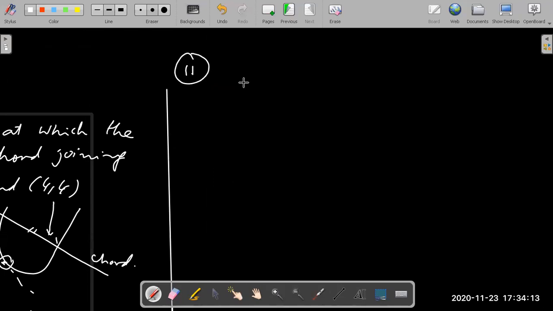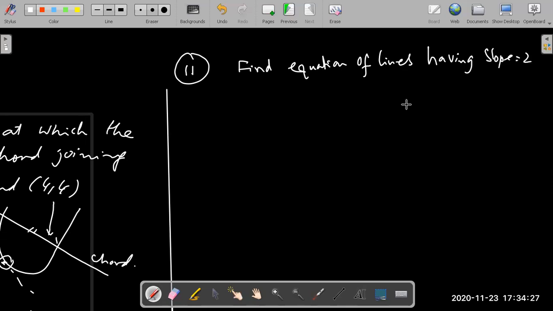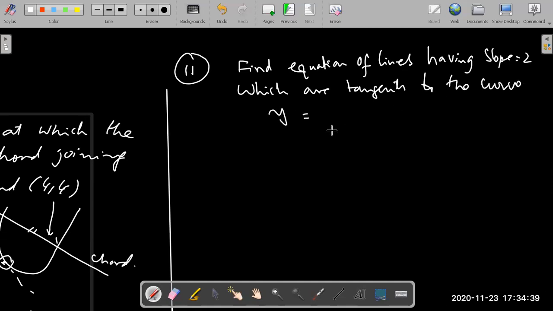Find the equation of lines having slope equal to 2 which are tangents to the curve y is equal to 1 divided by (x minus 3).